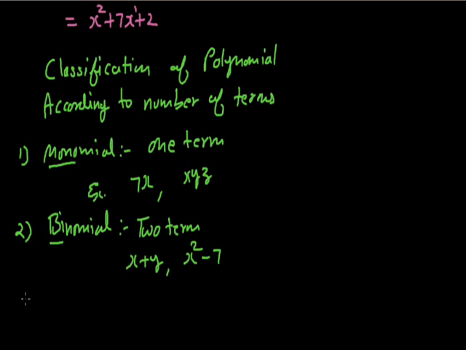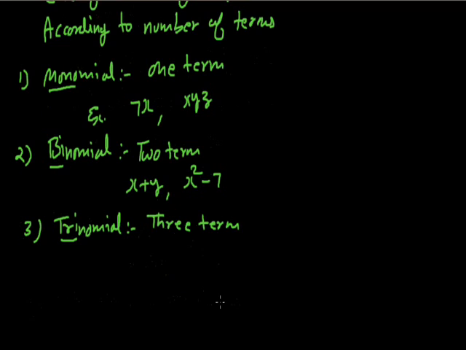Now the third classification is a trinomial. What is a trinomial? As the name suggests, tri means three. A polynomial that contains three terms is called a trinomial. For example, x plus y plus z is a trinomial, or you can say x square minus 5x plus 6 is also a trinomial because it contains three terms.